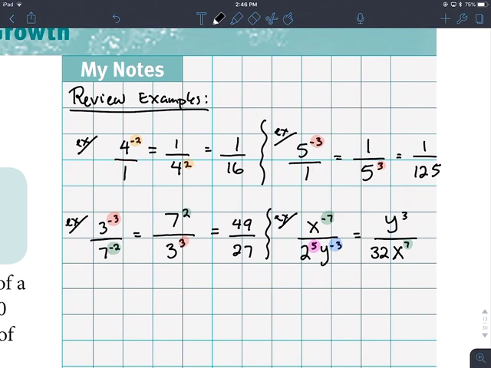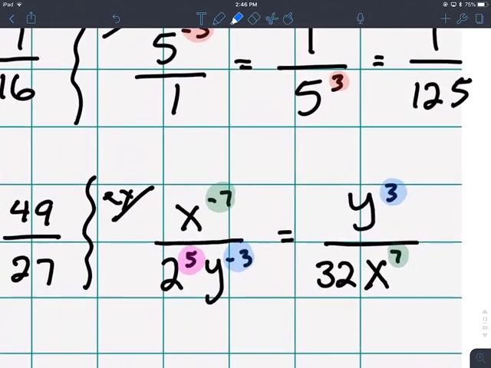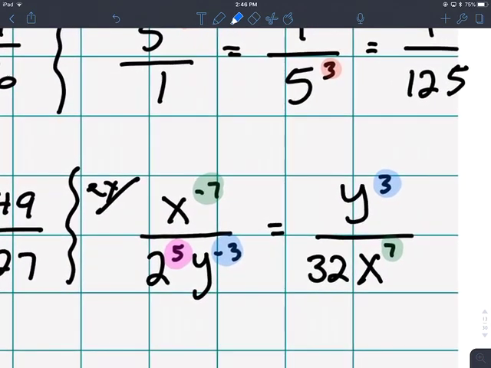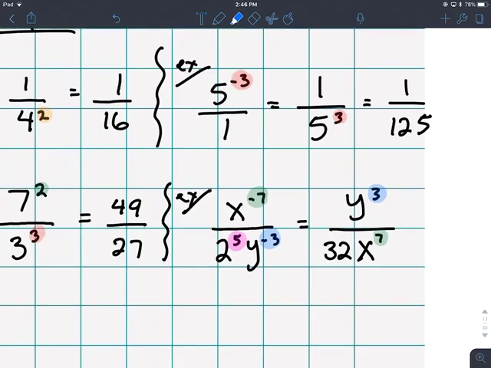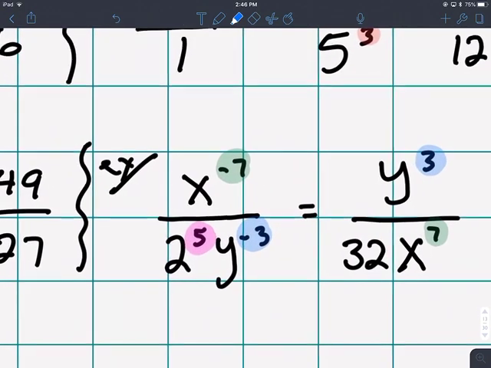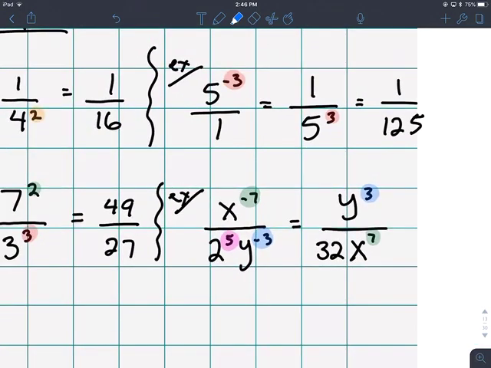So again, what I want to emphasize, guys, is that power. If it's a negative power and it's in the numerator, you have to bring it down to the denominator. And if it's a negative power and it's in the denominator, you have to bring it back up to the numerator. So you switch the locations. And again, this comes back to the negative powers that we worked with last week.